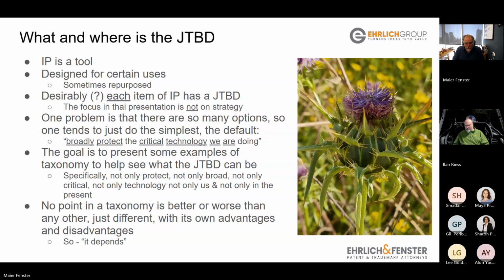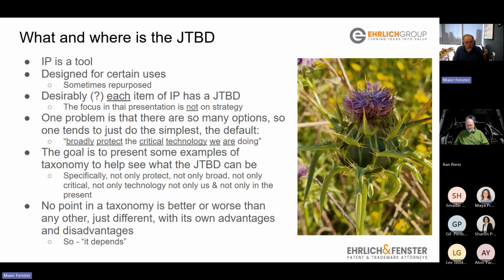And that's not so good because there's a lot more that you can do with IP. And my goal in the talk today is to give some taxonomies, which you can treat as a map. And if you see where this default is located on the map, then you can figure out what alternative things you could do with your patents. So it doesn't have to be broad, it doesn't have to protect, it doesn't have to be critical, it doesn't have to be technology, it doesn't have to be us, and it doesn't have to be in the present, and a lot more. So that's the subject of the talk today.